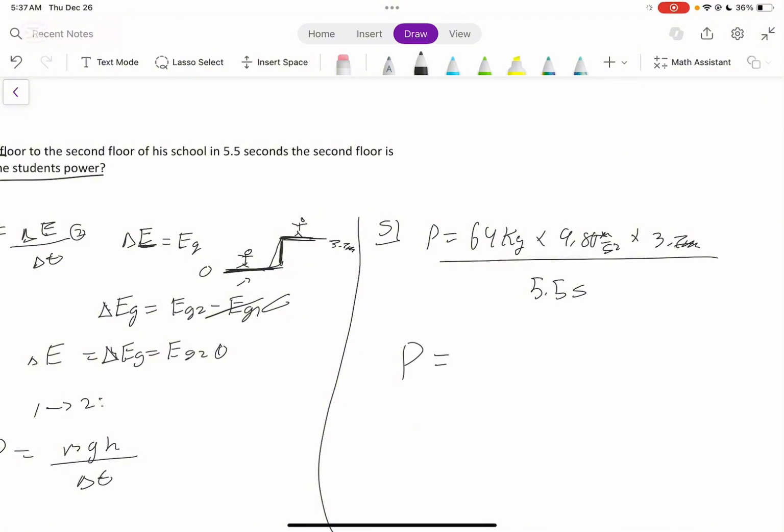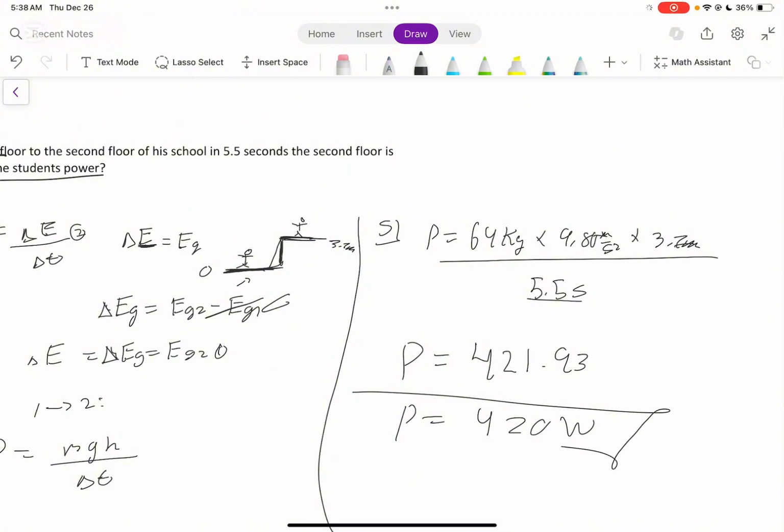So power is just equal to, now we can go ahead and find what the power will be. It's 64 times 9.8 times 3.7 divided by 5.5, which ends up giving you 421.93. There's two significant digits here, so we should round to two significant digits. Our power is equal to 420 watts. So that's your final answer for this.